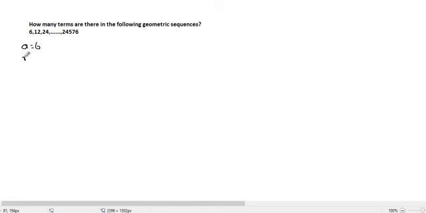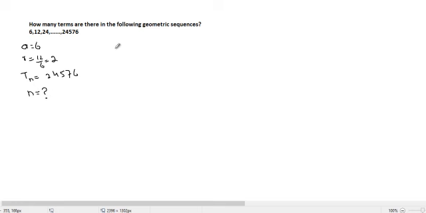R, we can get R by dividing the second term by the first term. So 12 divided by 6, you will get 2. And the last term, the nth term, is 2, 4, 5, 7, 6, and we are asked to find the number of terms n. We have to find n here.